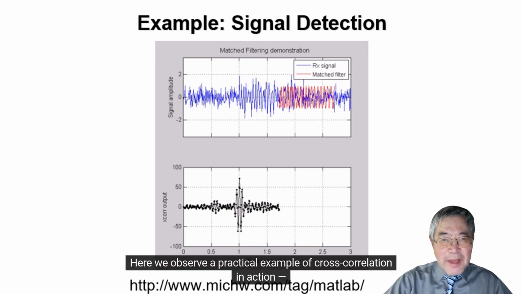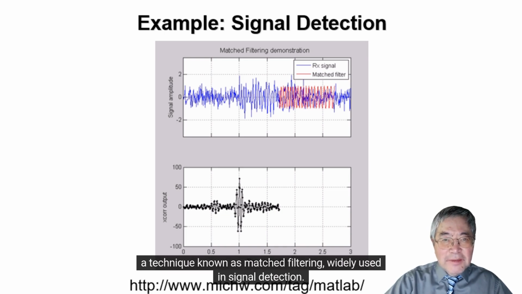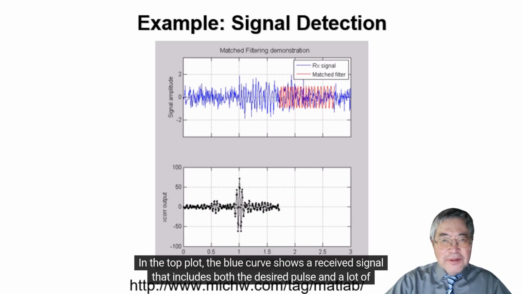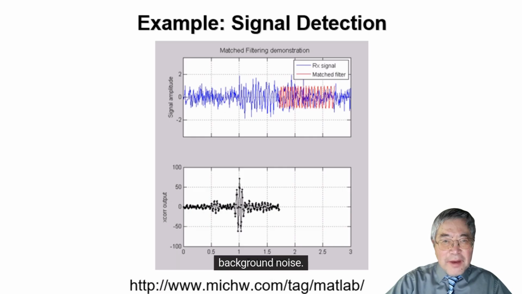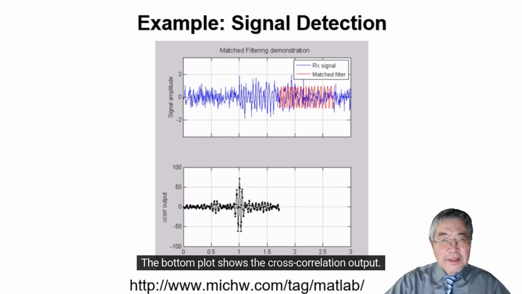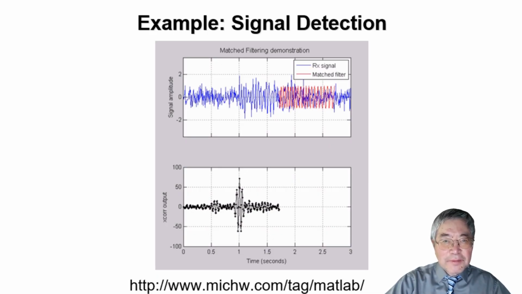Here we observe a practical example of cross-correlation in action, a technique known as matched filtering, widely used in signal detection. In the top plot, the blue curve shows a received signal that includes both the desired pulse and a lot of background noise. The red curve represents the matched filter, a reference copy of the signal we're trying to detect. The bottom plot shows the cross-correlation output.